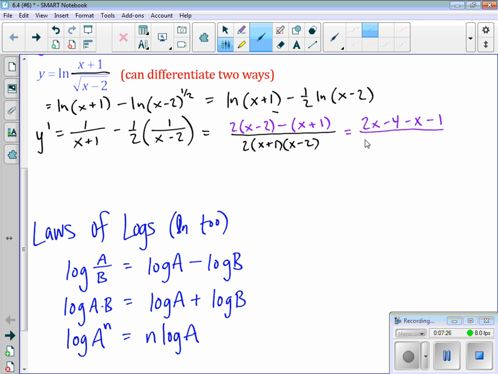And then the same denominator. And then combine like terms, so x minus 5 over that. And I can't cancel the x minus 5, so it should be good. Okay, way quicker that way than the other way.